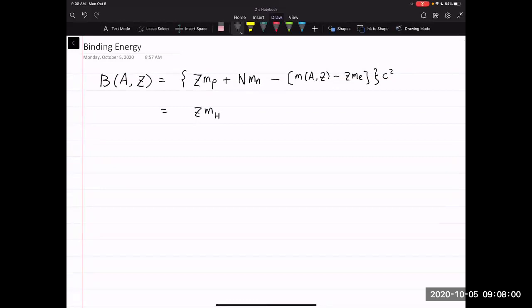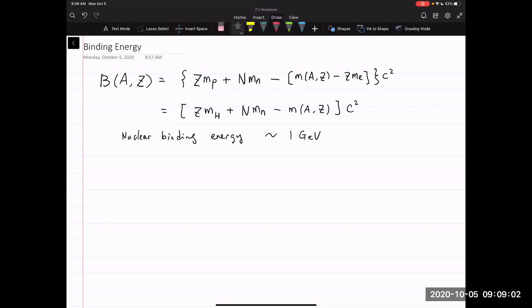This is approximately the same as the mass of the proton, but it's more accurate to put the mass of hydrogen here. Then plus N times the mass of the neutron, minus the mass of this nucleus A Z. Then we multiply by c squared. So this is the binding energy. The order of this nuclear binding energy is typically in the GeV range. Okay, how do we compute this?